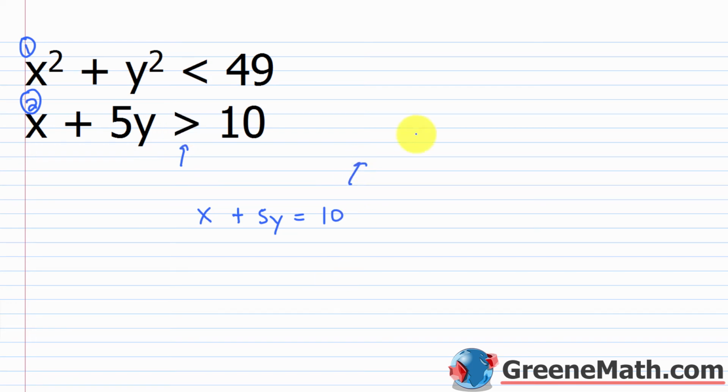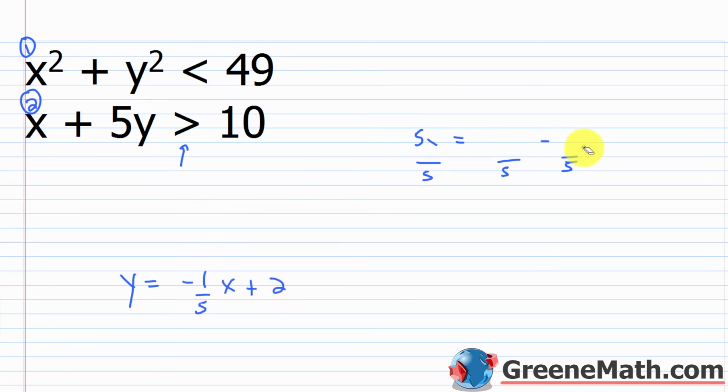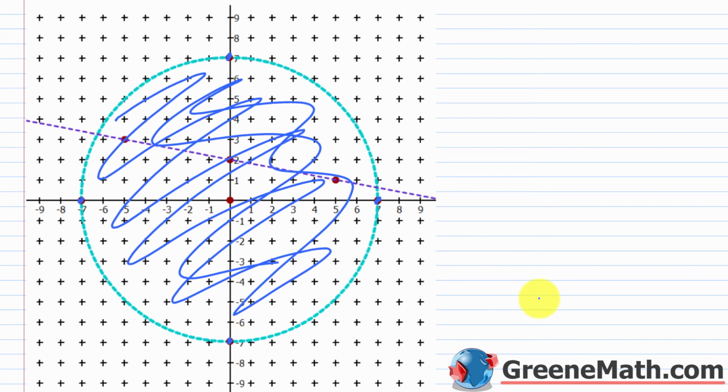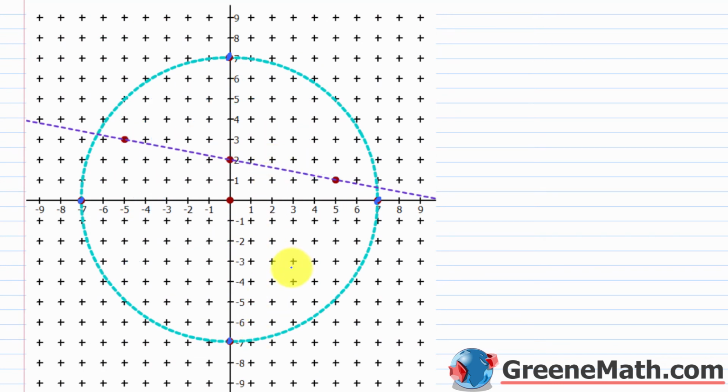So let's solve this for y. This would be 5y is equal to, I'm going to subtract x away from each side of the equation, and then divide both sides of the equation by 5. That would give me y is equal to negative 1/5 x plus 2. So my y-intercept occurs at (0, 2), and my slope is negative 1/5. My y-intercept occurs at (0, 2), which is right here. My slope is negative 1/5, so down 1 to the right 5, or I can go up 1 to the left 5. So that's where that line came from. Again, it's dashed because it's not part of the solution.